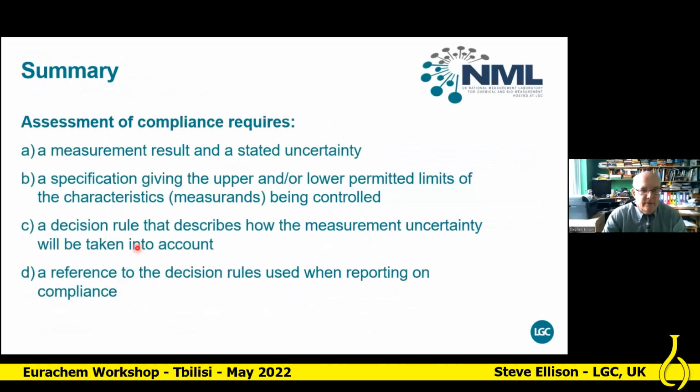Wrapping up, if you want to state whether a test material complies with a specification, you obviously need a measurement result. You also need an uncertainty that goes with that result. You need a specification for the product or for the legal limits. And perhaps the most important thing is that you need to specify a decision rule. And increasingly now, you will need to refer to a decision rule if you're reporting on compliance, if you intend to comply with ISO 17025.